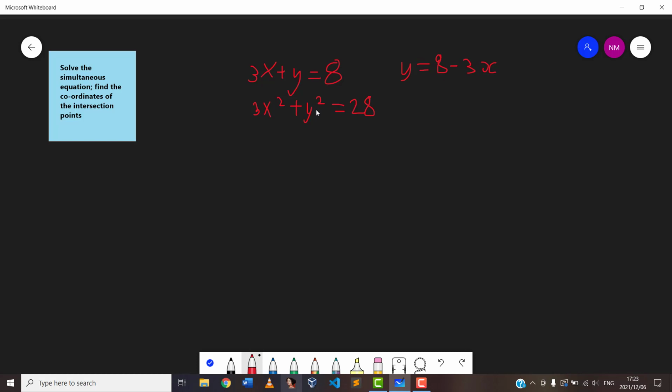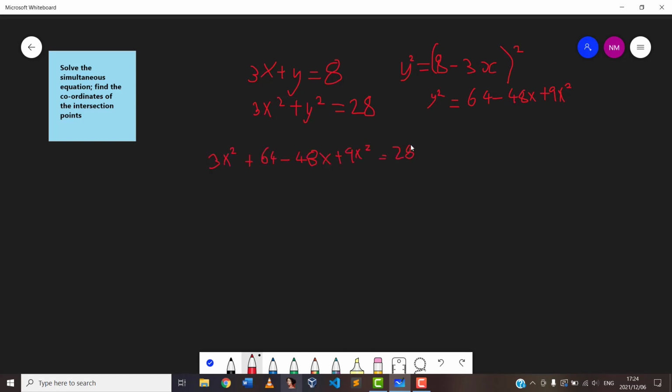First of all, we want to square this y so that we can sub the squared result of this expression into this y squared over here. So y squared is equal to 64 minus 48x plus 9x squared. And now we can sub that y squared value into this y squared in this equation.